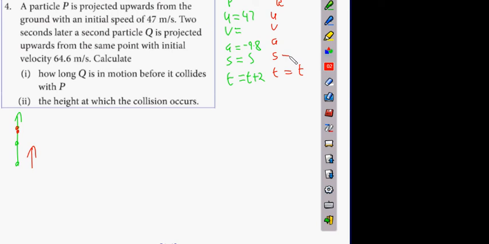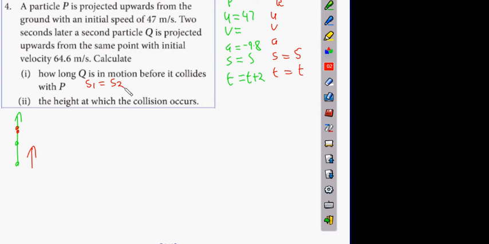Now S is still equal to S because, when they hit each other, their displacement has to be the same. So the one key to doing this whole question is S1 equals S2. Now, how long is Q in motion before it collides with P? How long is more than likely a time question. It could also be interpreted as a distance question, but I'd say it's time.